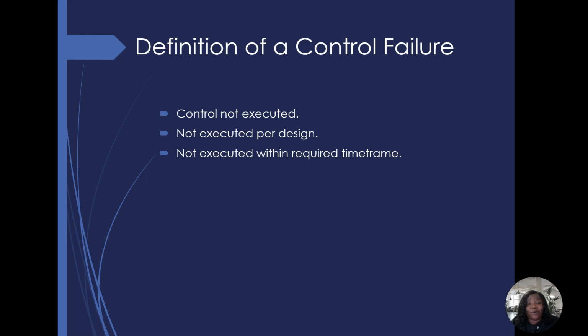Now, what is a control failure? During testing, a control failure is identified when the control does not operate as defined. There would have been a control objective, a control definition, and if the control is not operating at that efficiency, then it becomes a failure. It could be due to the control not being performed or executed at all. It could be that yes, they're executing the control, but it is being performed incorrectly, or it is not even performed within the required time frame.